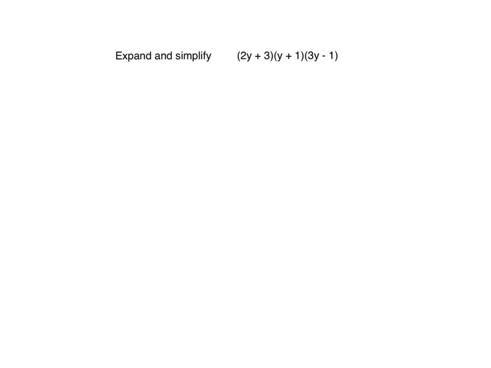Okay, so expand and simplify (2y + 3)(y + 1)(3y - 1). So we're first going to expand the first two brackets. I use my grid method and I've got 2y plus 3 times y plus 1. So I'm just going to ignore the second bracket for now.